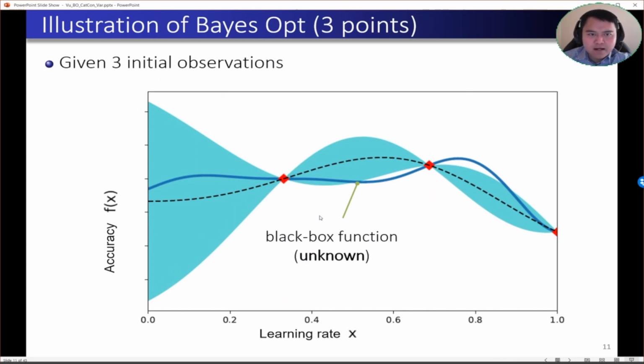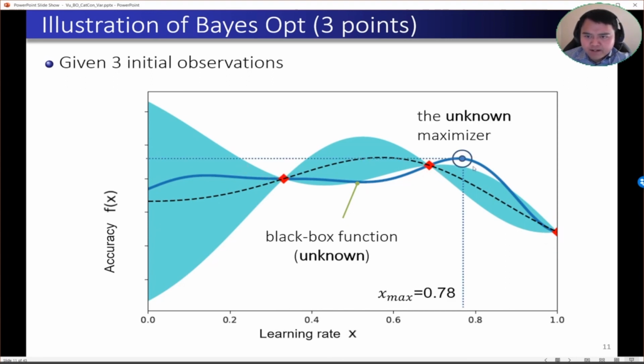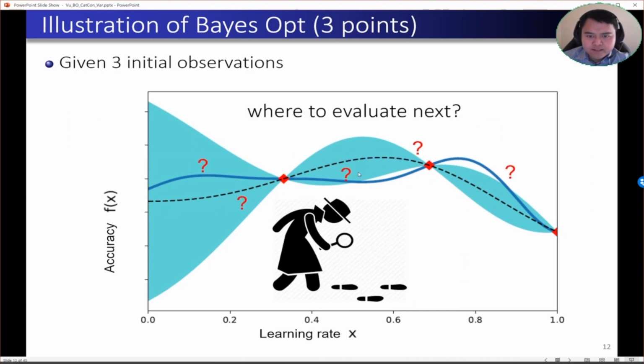To see how Bayesian optimization works in practice, let's look at this simple demo where I assume that we are trying to optimize the best learning rate for the highest accuracy for some machine learning model. By randomly trying 3 data points, we got 3 observations at the red dots. We are looking at finding this unknown maximizer. And please note that we do not know the Blackbox function here. Bayesian optimization will carefully select the next point to evaluate.